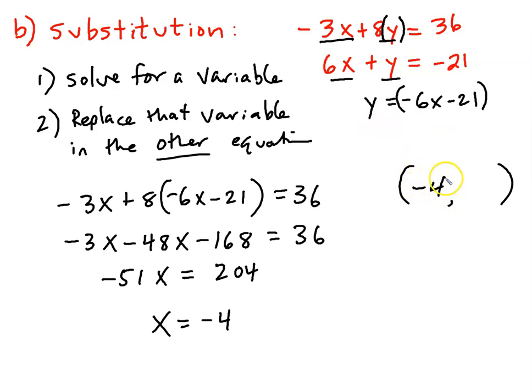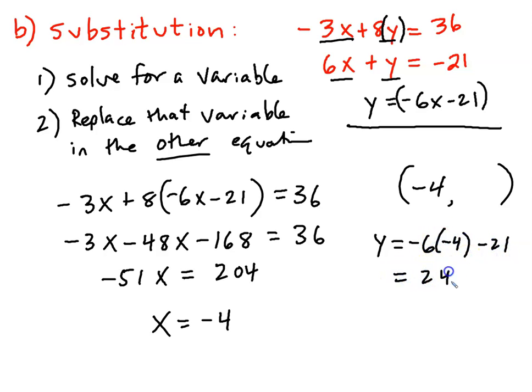You can take this value for x and replace in really any of these. I think it makes sense to go ahead and use this one because it's already set up to find out what y is if you plug in x. So if we let x be negative 4, we get 24 minus 21, and we get a y value of 3.